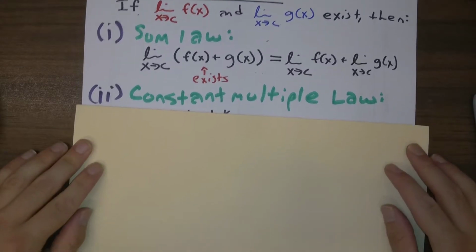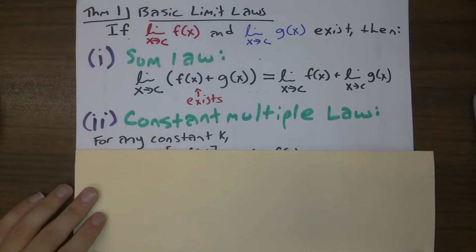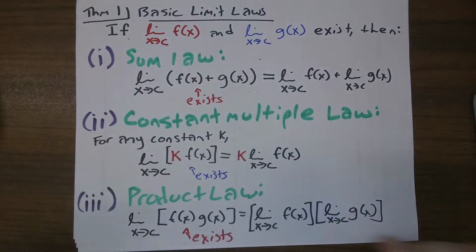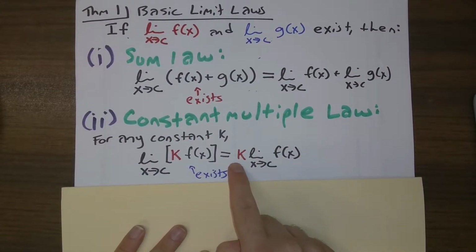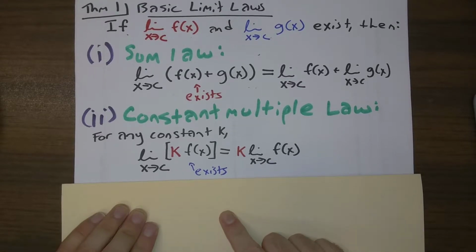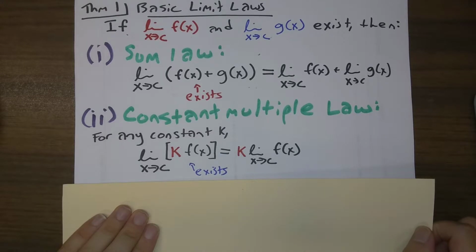The second basic limit law that we have is a constant multiple law, which says take a constant k, like 7. The limit of k times your function exists, and moreover it's equal to k times the limit of your function. So the limit of 7 times f of x is equal to 7 times the limit as x goes to c of f of x. Again, this should be unsurprising, this should be expected, but it's worth noting these things down. So we can multiply by a constant, we can add things together. You might start thinking about what else we can do.